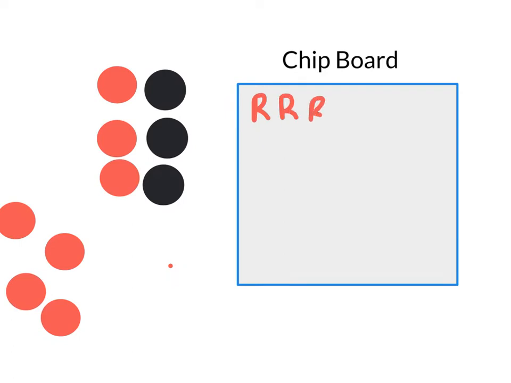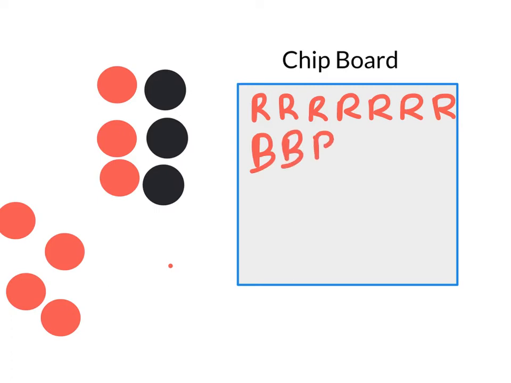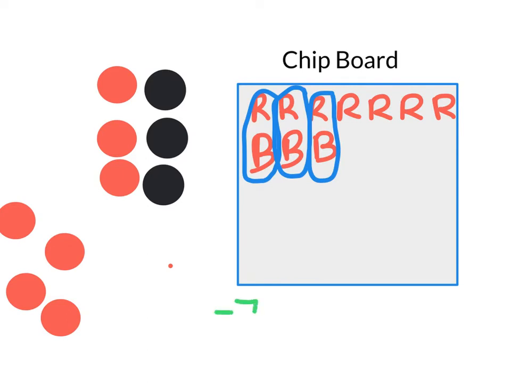1, 2, 3, 4, 5, 6. I have 7 reds, and I have 3 blacks. So I'm going to put B, B, and B. Now, in order to represent my 0 pairs, I'm going to circle. There's 1 0 pair, there's 2 0 pairs, there's 3 0 pairs, and I'm left with 4 reds. To write a number sentence, I started off with 7 reds plus 3 blacks, and I'm left with 4 reds.